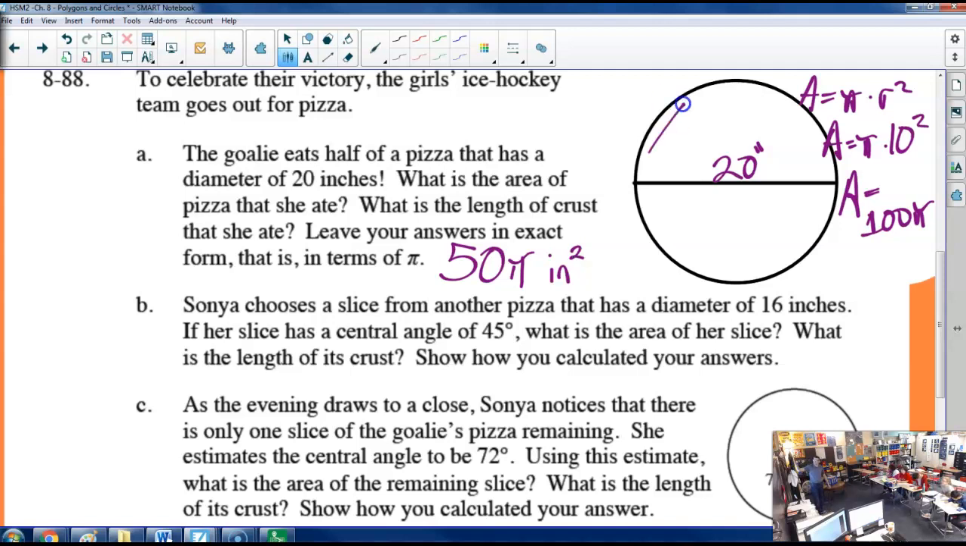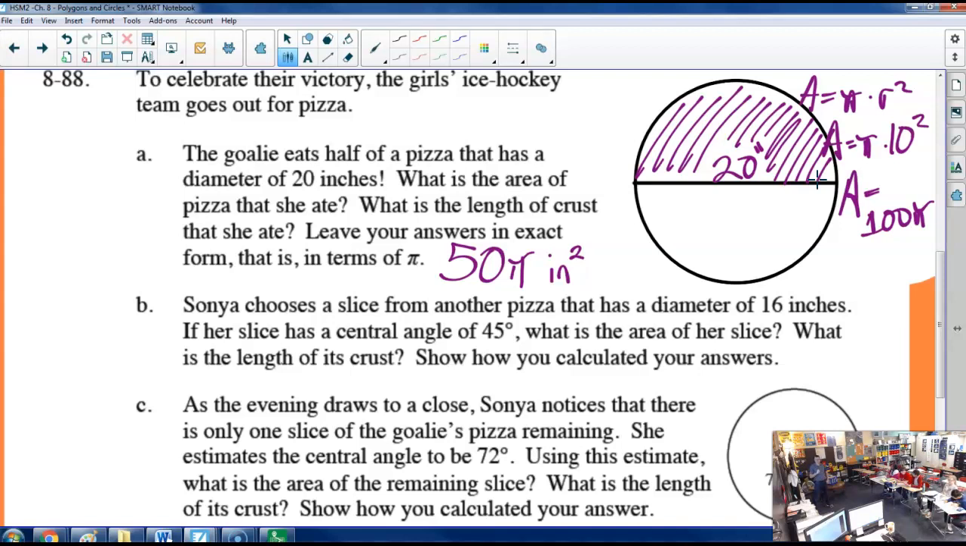The goalie ate this. It's ice hockey, so you'd be pretty hot and sweaty. Go ask Claire. I don't know. I think even after a game, I still wouldn't be able to eat that much.